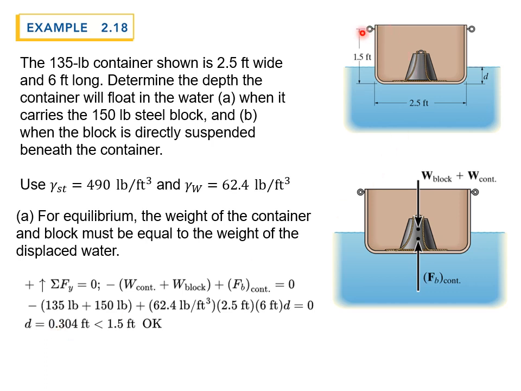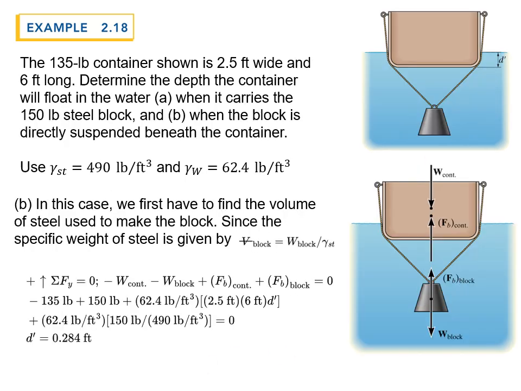So what does that mean? Well, if the total ship height is 1.5 feet, that means that D is less than that, so it floats. And that's really the only way you know if it's going to float or not, you have to compare D to the depth of the ship. If this D would have come out to be 1.7 feet, well then obviously it didn't float, it sunk, right? So let's work part B.